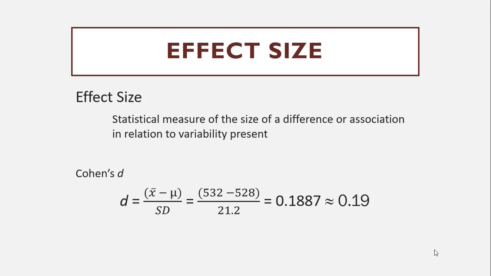We can calculate an effect size for the t-test. We can still use Cohen's d for the one-sample t. When we look at this, it's the same formula as Cohen's d for a z, except we now use the standard deviation from the sample instead of the standard deviation from the population, because the population standard deviation is not known. So basically, in this denominator, we're switching from sigma to SD, from the population standard deviation to the sample standard deviation, and the rest of it stays the same.